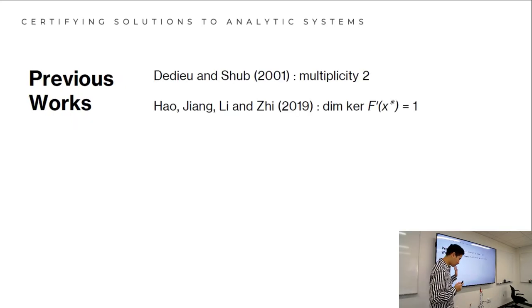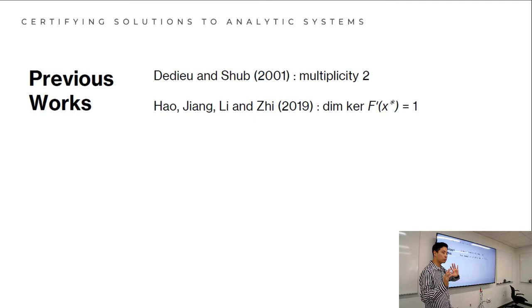So let's look at previous works about the separation bounds. Dedieu and Shub in 2001 studied the separation bound for multiplicity two roots, and Li Hong and several of their students worked on the separation bound for multiple roots where the dimension of the kernel of the Jacobian is equal to one. So you're going to be really good if we can deal with the separation bound for all kinds of multiple roots.